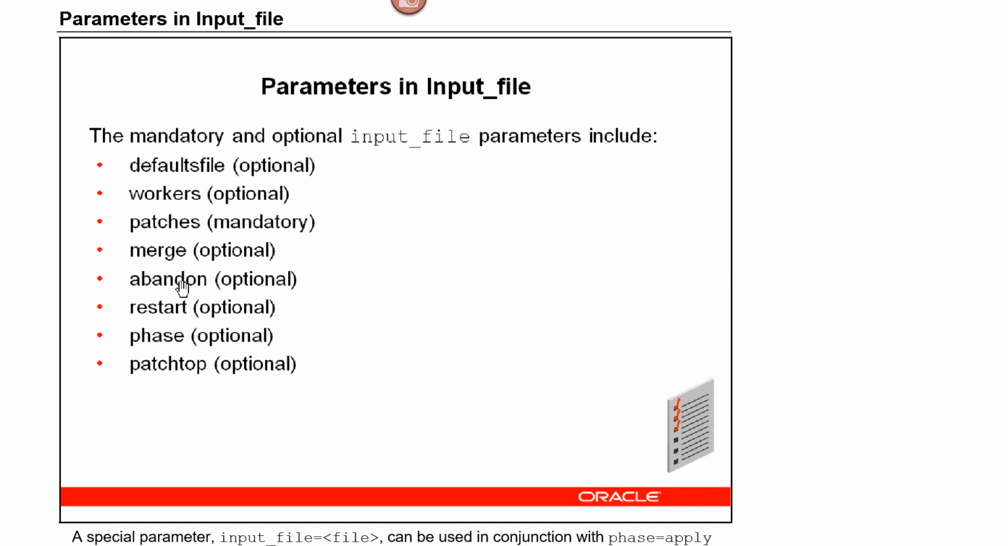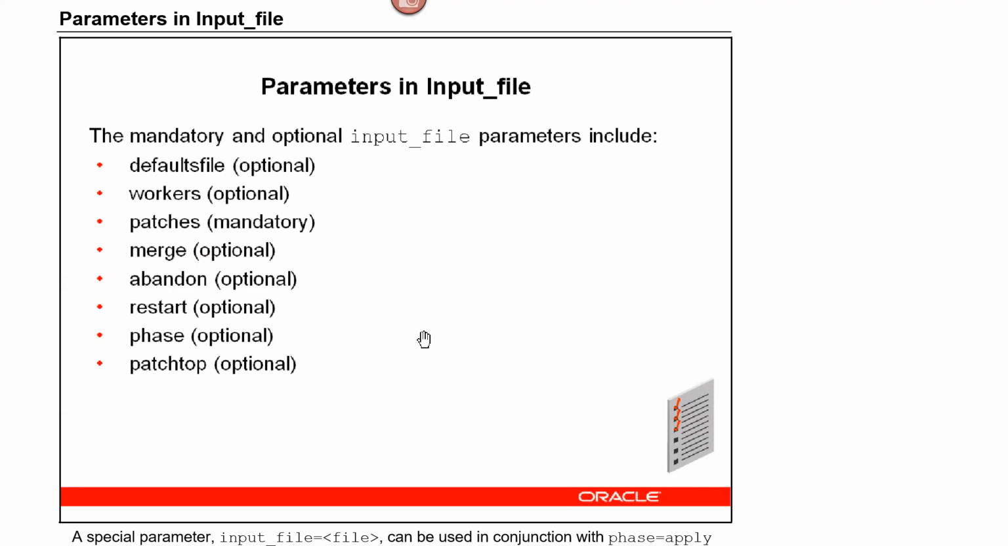Restart is a very fantastic command. So you are applying a patch and it has failed in between. You fix the issue. Then you say restart is equal to yes. So it will start from the place where it has stopped. You cannot use abandon and restart in one command line. Either you say abandon is equal to yes, or restart is equal to yes. Restart means from the place where it has stopped.